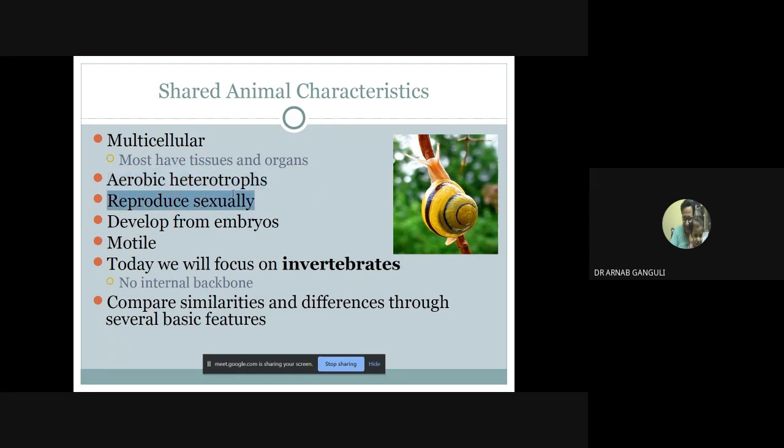Most of them reproduce sexually, and they develop from embryos. They are motile. Not all of them are motile, but most of them are. And today we will focus a bit on the invertebrates, and we will compare similarities and differences through several basic features.